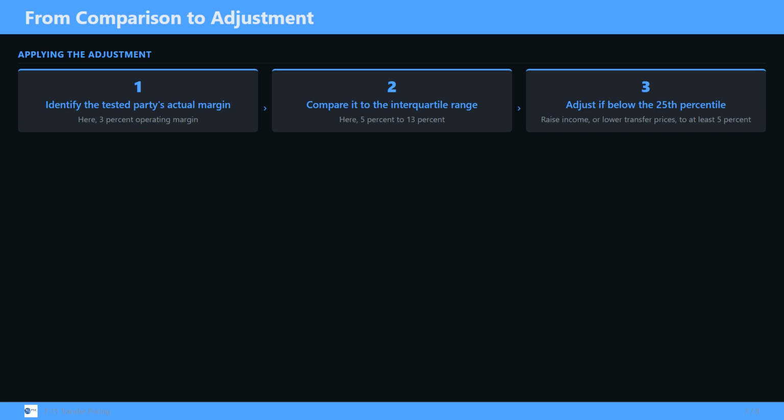So what actually happens when the tested party lands below the range, the way it did in our example? The fix is not to throw out the analysis. It is to bring the tested party's income up to at least the 25th percentile, either by increasing the income booked to the tested party directly, or by lowering the transfer prices charged to it by the related entity, so its margin rises to at least that floor of the arm's length range.